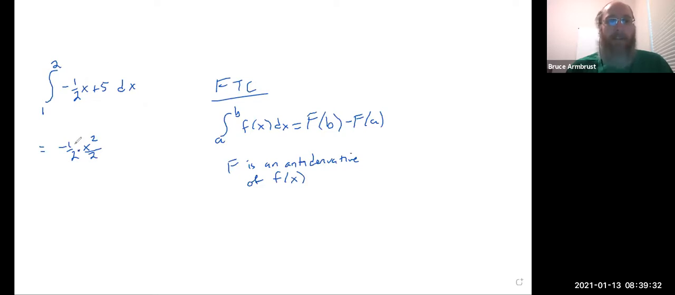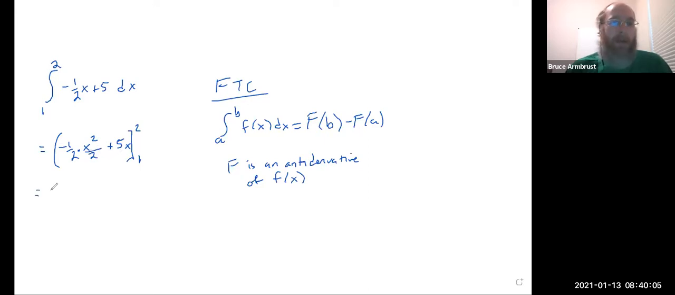So the -1/2 x is going to give us -1/2 times x squared over 2. And then the 5, its antiderivative was just 5x. Anytime you had a constant, the antiderivative is just that times x. All right, so then we're going to remember that we're actually going to apply the fundamental theorem, so I'll use this notation. So now we just plug in 2 and we plug in 1 and subtract them, right? We just do what's over here.